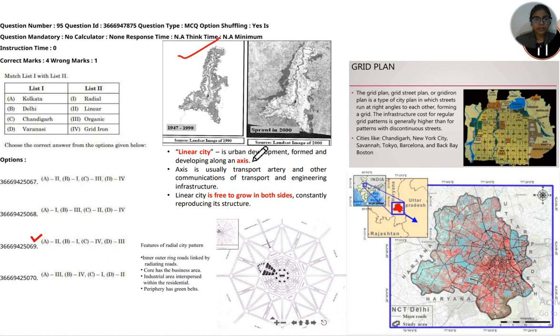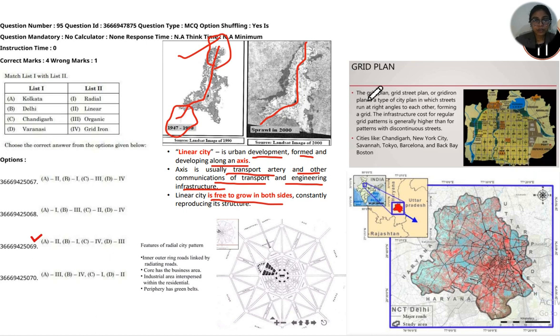Most of the time the reason for the settlement of a linear city is a river or any water body passing in between, like this is your Hooghly river which is passing through Kolkata. So in linear cities, urban development forms and develops along an axis. The axis is usually a transport artery and other communication, transport and engineering infrastructure. Fine. A linear city is free to grow on both sides. See, in linear city growth you have no restrictions: it can grow in this direction also and from this direction also. So a linear city has growth and expansion scope in both the top and the bottom part also.